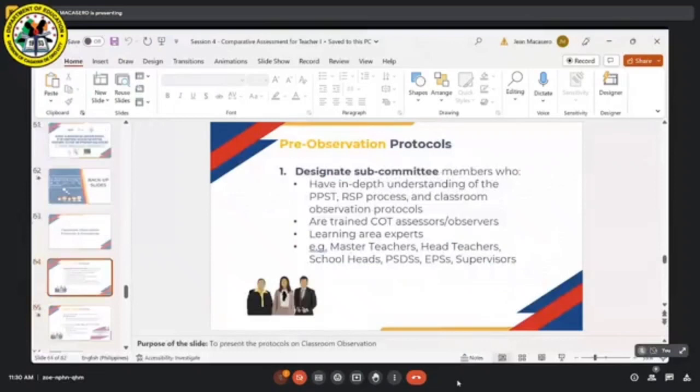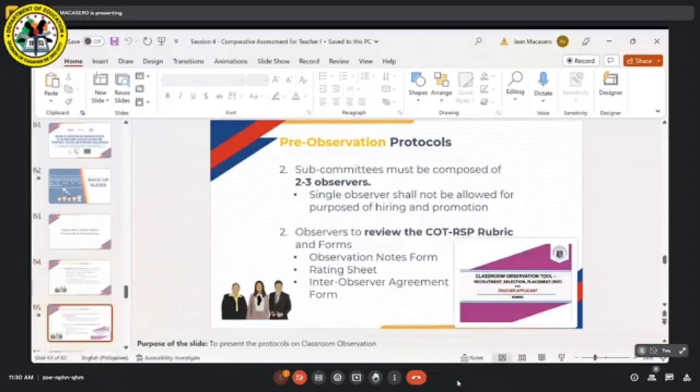Now, we'll go to the pre-observation protocols. These are the following members of the subcommittee. Subcommittees must be composed of either 2 or 3 members. In fact, we have 5 members this time in a subcommittee. A single observer shall not be allowed, so nobody will observe you alone. It's either 2 or 3.